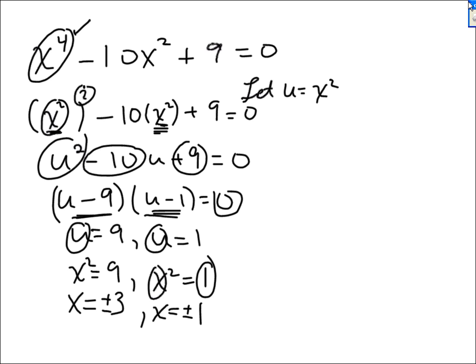And if the highest power is 4, and it is, the other powers of x are less than 4. The highest power is 4. You might get 4 answers, or 3 answers, or 2 answers, or 1 answer, or no answers. Here, we got 4 answers. X can be plus 3, x can be negative 3, x can be plus 1, or x can be negative 1. You get 4 answers. And we solved it just like a quadratic equation. We wrote it as a quadratic equation.